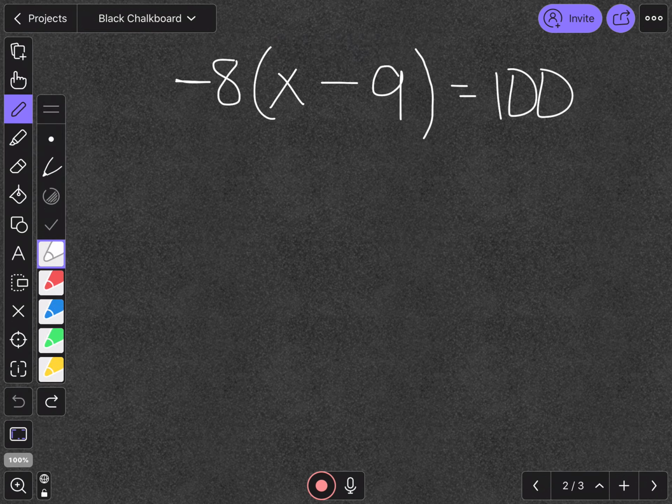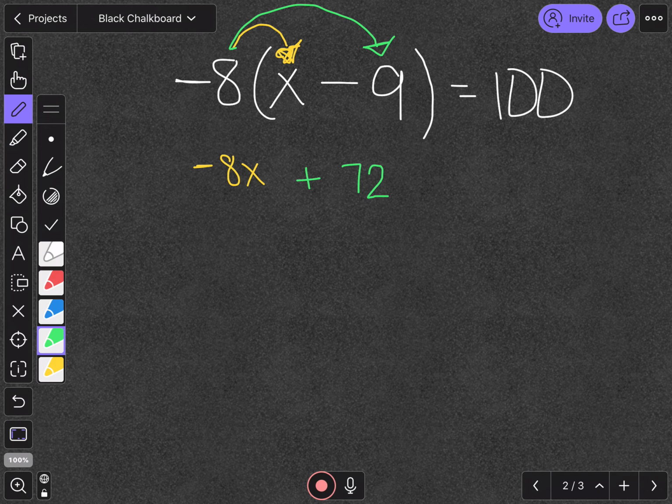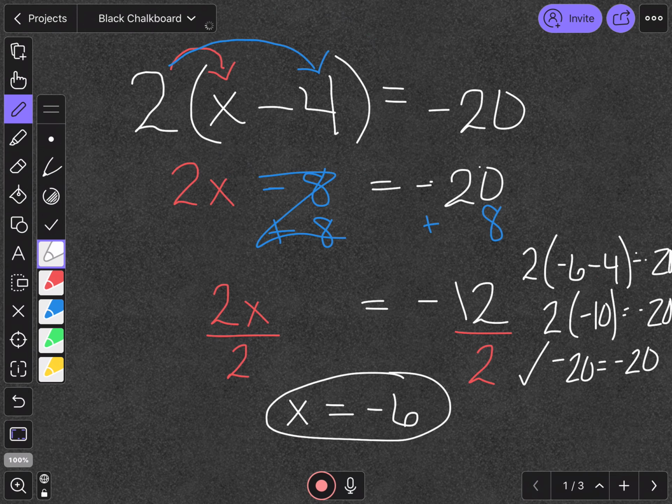My next problem is negative 8 times x minus 9 is equal to 100. I'm going to do the same thing here. I'm going to share the number on the outside times everything on the inside. Negative 8 times x will get you negative 8x. Negative 8 times negative 9: 8 times 9 is 72. Negative times a negative is a positive. So we end up with negative 8x plus 72 is equal to 100.